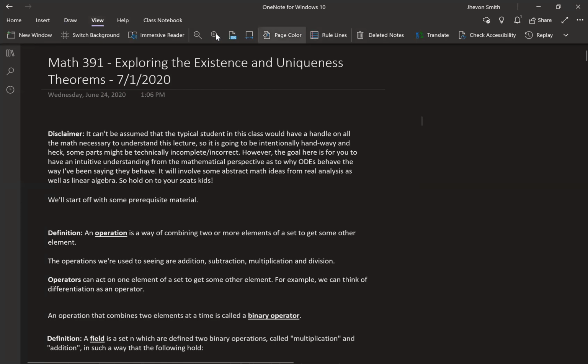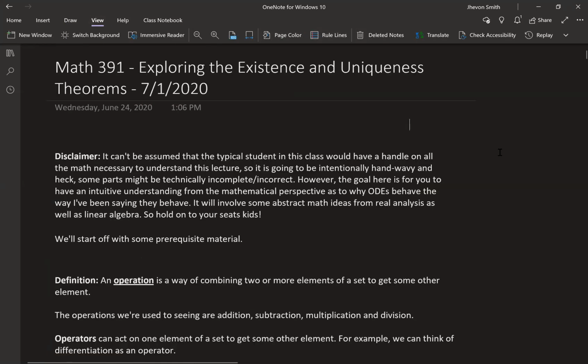Now, yeah, we are going to explore the existence and uniqueness theorems. Today we're doing the linear ones.